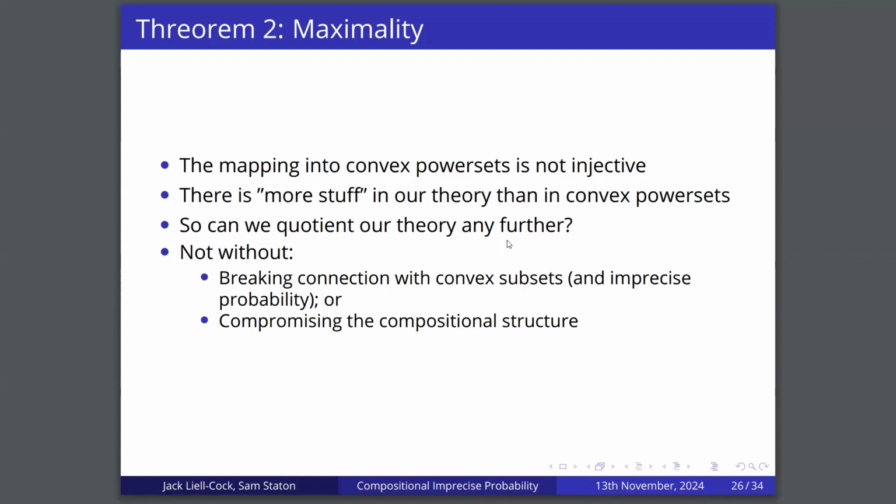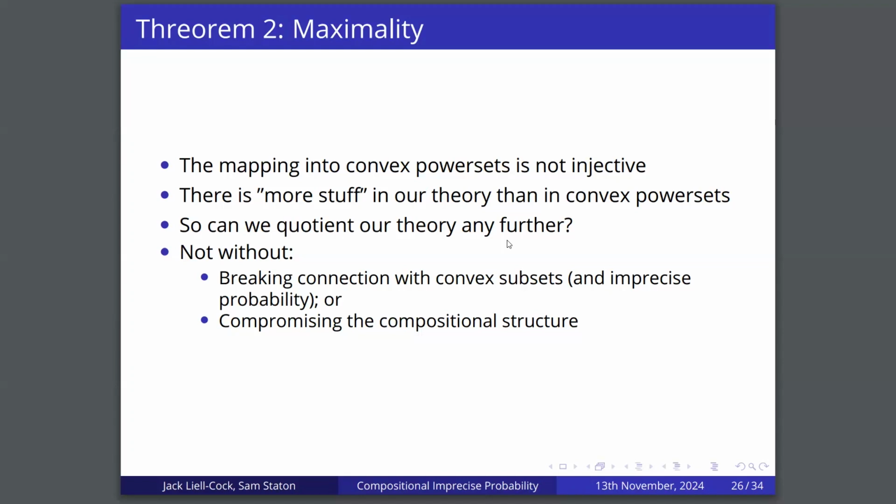So the question is, can we quotient our framework any further? Can we identify things so that we can have a one-to-one correspondence between our language and convex or imprecise probabilities? We answered this question negatively, so we cannot.